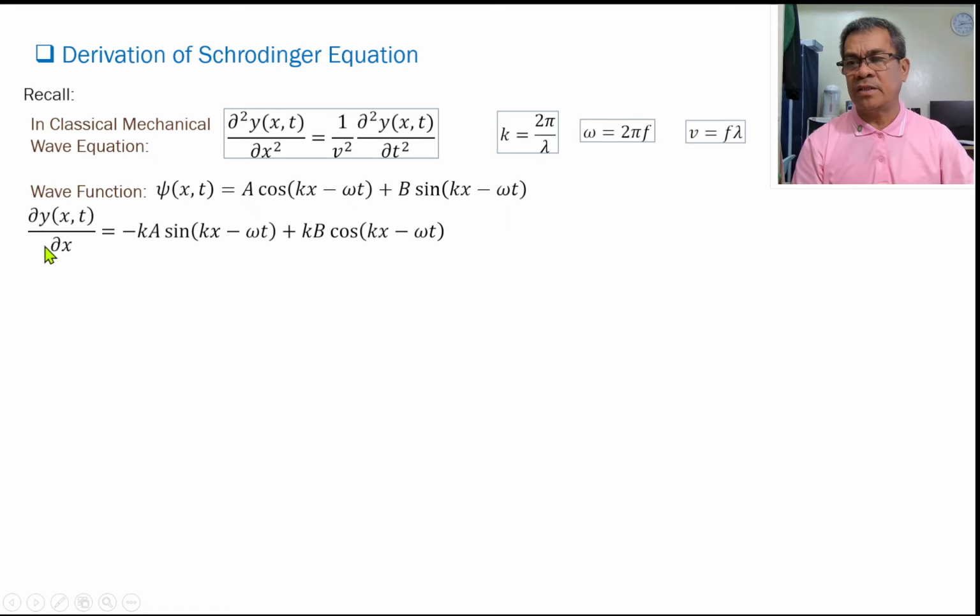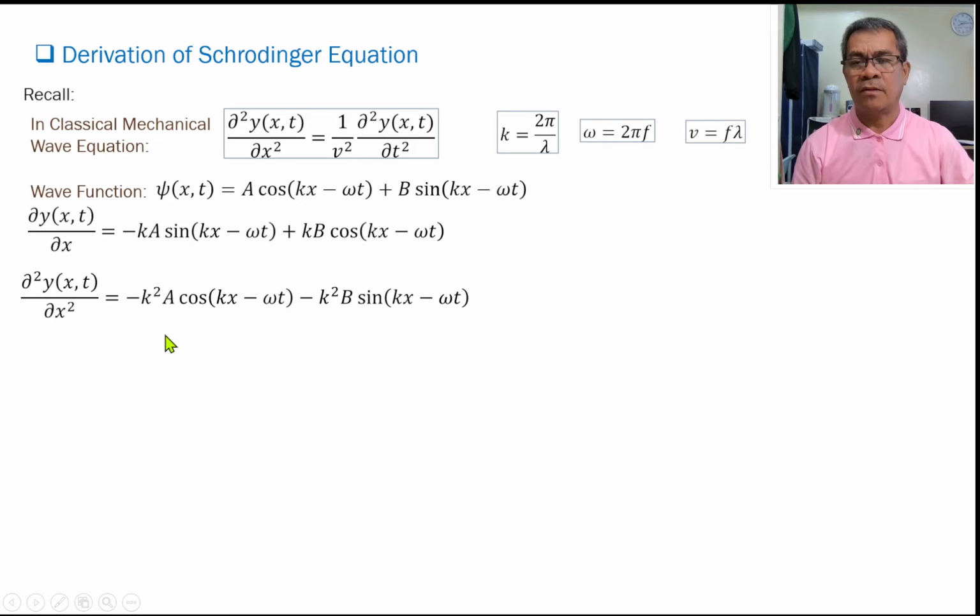Remember, the dependence is x, which means that the second term of the angle should be treated as constant, so it becomes zero. That's why we have the k here. So therefore, this is the first order derivative, and this is now the second order derivative of y. We can replace this later on.